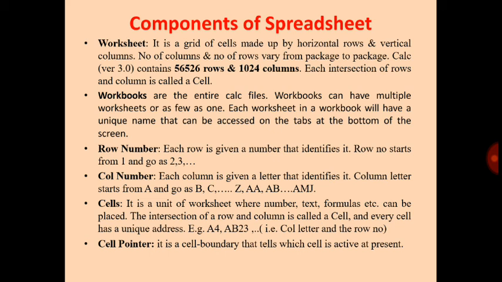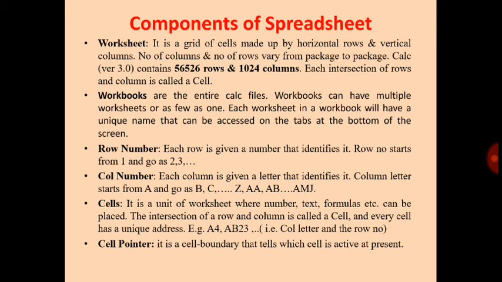Row number. The rows in a spreadsheet are given a specific number to identify them, generally starting with 1, 2, 3, 4 and so on, whereas columns are given a letter that identifies them. Column letters start from A and go up as B, C, D, so on up to Z, and after Z the sequence is AA, AB, and so on, and the last column will have the address AJ.